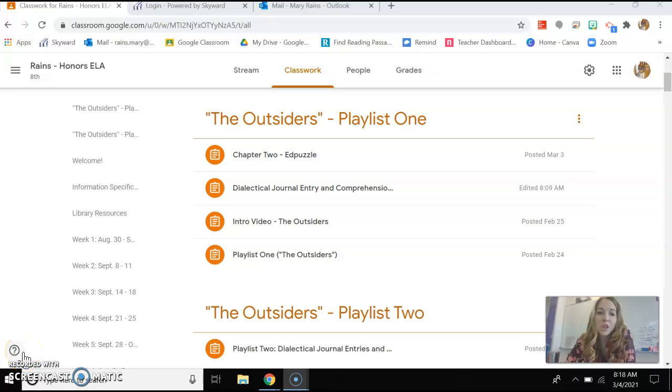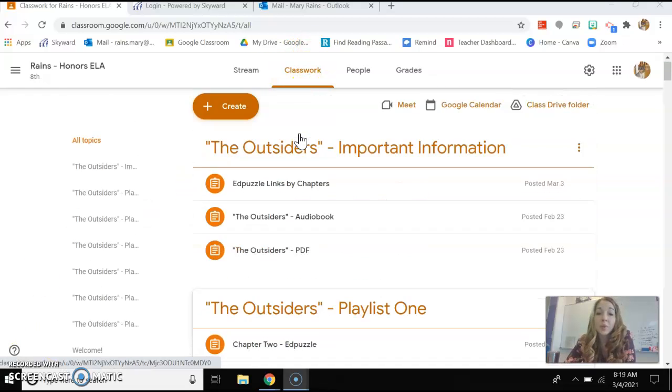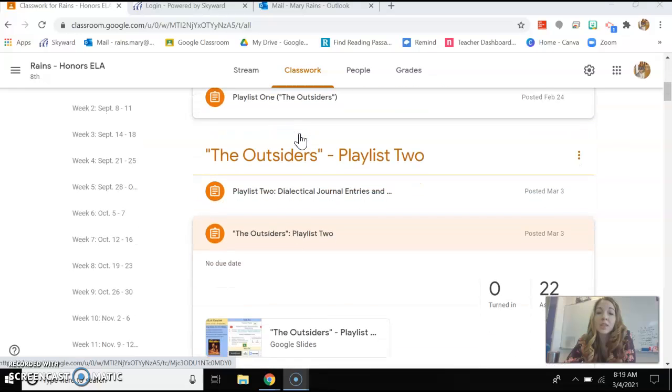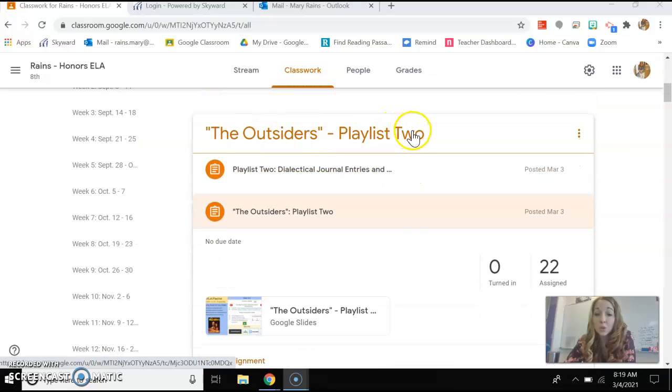Hey everybody, we are going to go ahead and go over the Outsiders playlist 2. So this is going to be the second week of the Outsiders, so we're moving on to a whole new playlist. You are going to go to Classwork. You're going to find where all of the Outsider information is. You're going to find the Outsiders playlist 2.